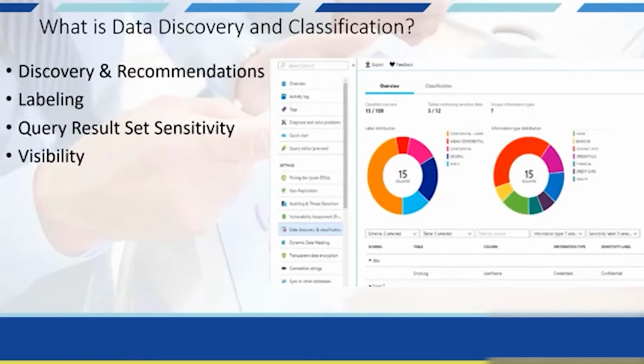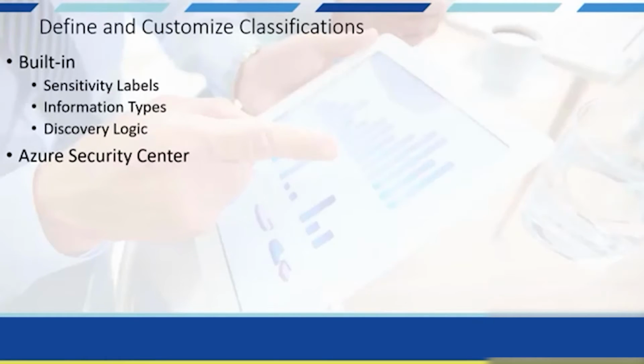Additionally, you can download a report in Excel format to be used for compliance and auditing purposes as well as other needs. SQL data discovery and classification comes with a built-in set of sensitivity labels and a built-in set of information types and discovery logic. You now have the ability to customize this taxonomy and define a set and ranking of classification constructs specifically for your environment. Definition and customization of your classification taxonomy is done in one central place for your entire Azure tenant.